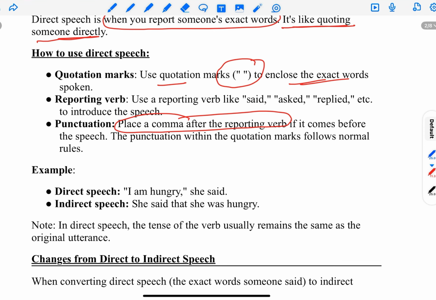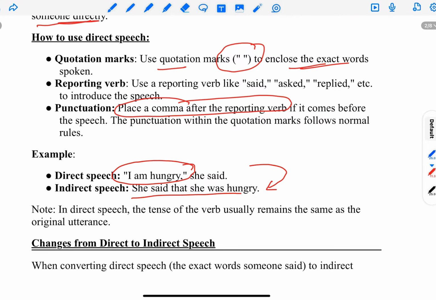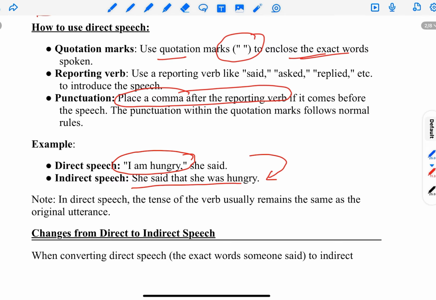Example: "I am hungry," she said. So "I am hungry" is an example of direct speech because it is placed in quotation marks. The same can be written in indirect speech like: She said that she was hungry. Note, in indirect speech, the tense of the verb usually shifts from the original utterance.